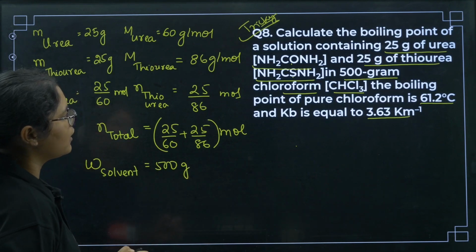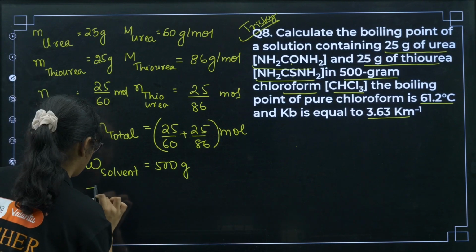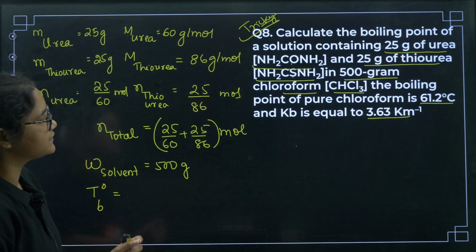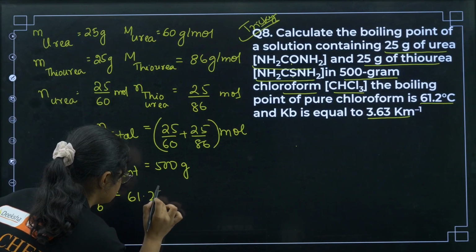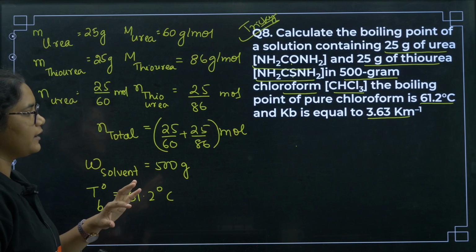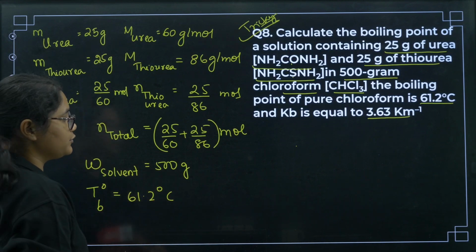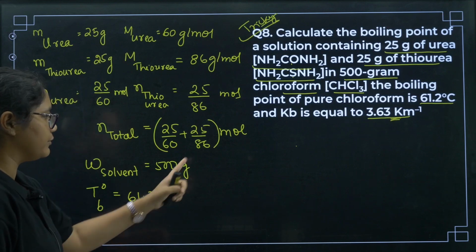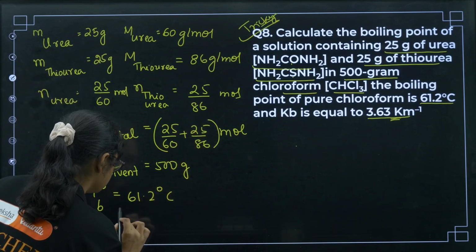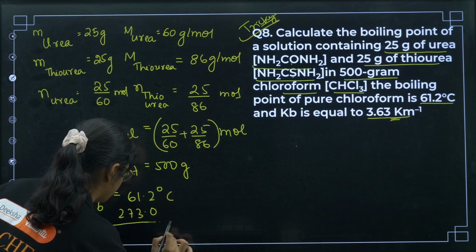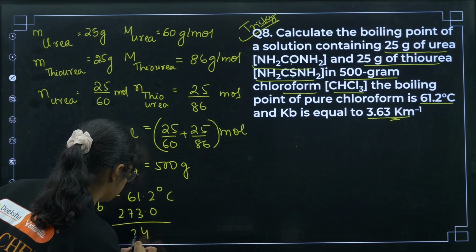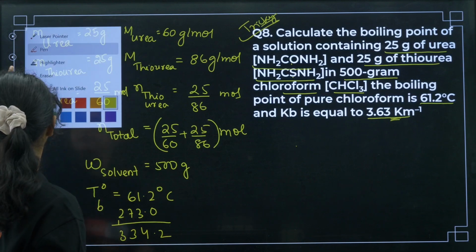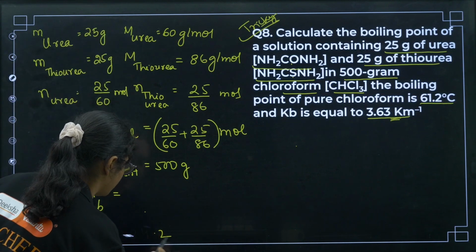Next, what is given? Pure chloroform boiling point, that is T naught, is given to you, right. T naught boiling point is how much? 61.2 degree centigrade, okay. Here a question may arise: do we have to convert it? Yes, you can see that here it is in Kelvin, right. So if you do not convert it into Kelvin, then units will not match. So to convert it, just add 273. So I will get 334.2, right. Yeah, 334.2.